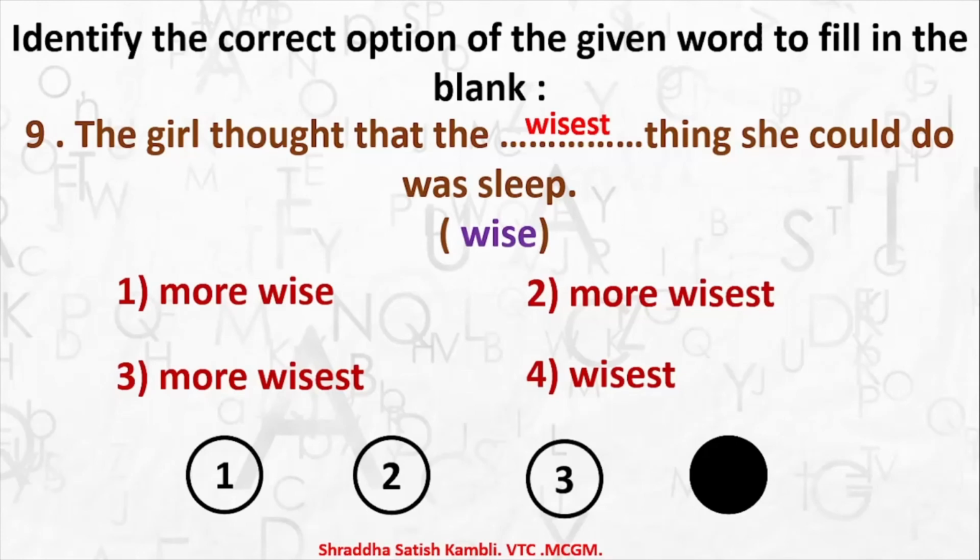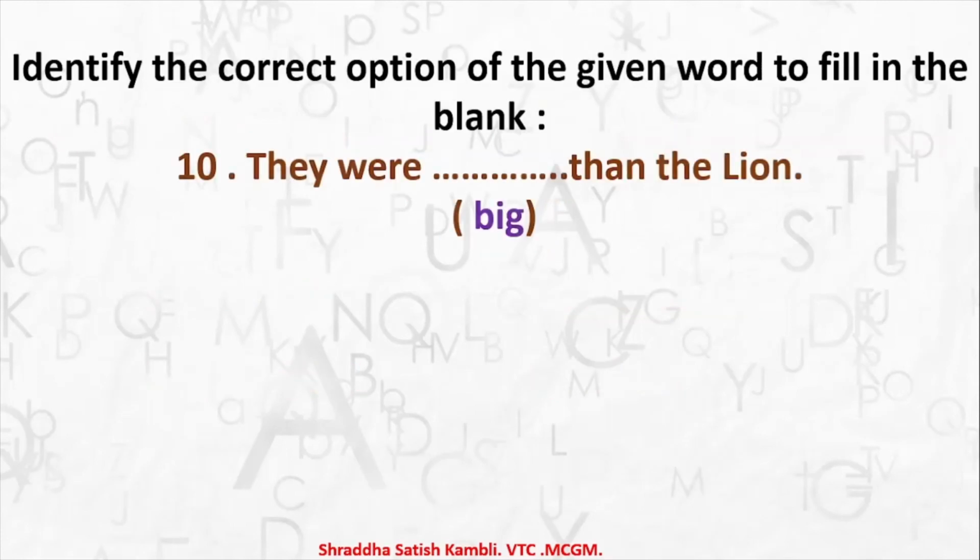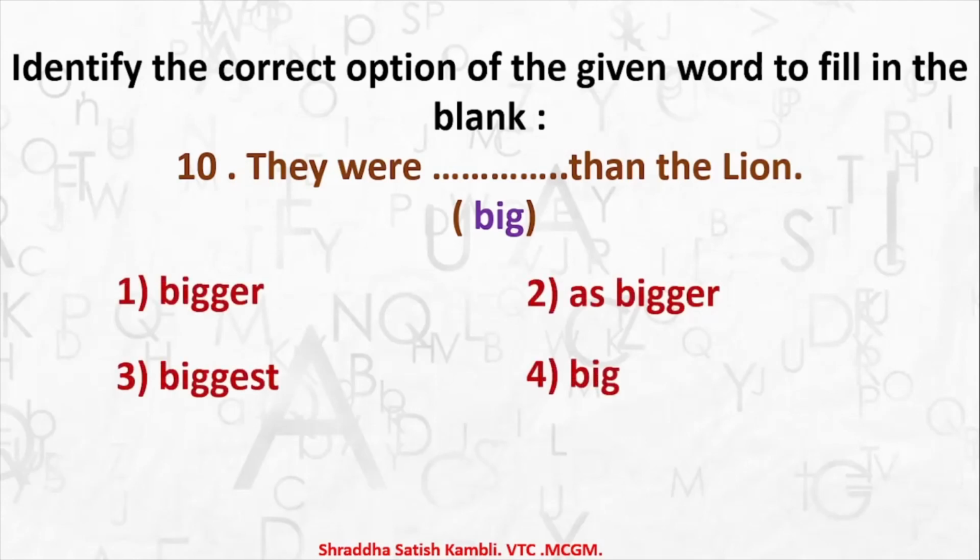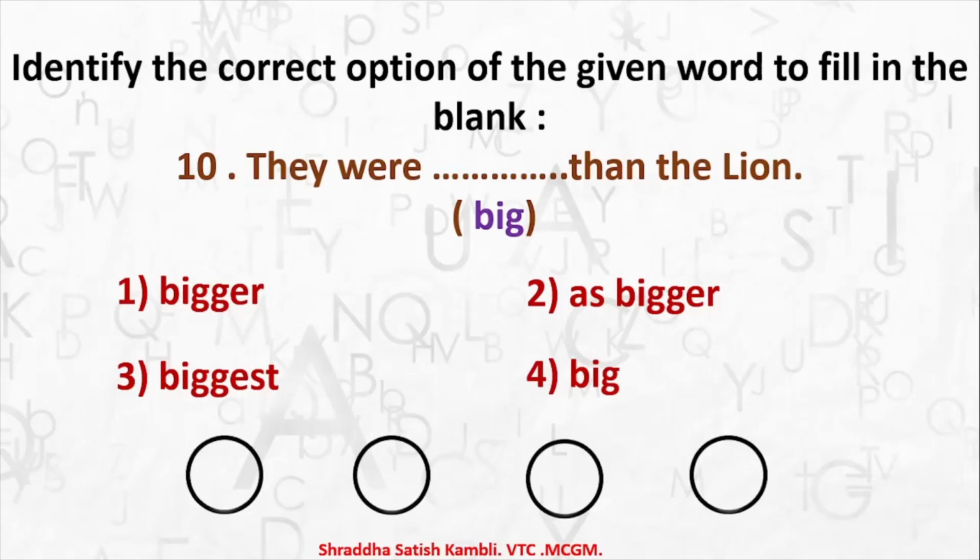Alright, now we come to the last example in this video. They were dash than the lion. Now the base word is big, and I told you whenever there is the word than, you make use of the comparative degree. So let's see what options we have. They were bigger than the lion, they were as bigger than the lion, they were biggest than the lion, they were big than the lion. Which one could be the correct answer, children? It will be the first option. They were bigger than the lion.